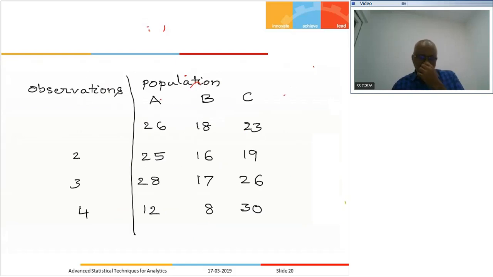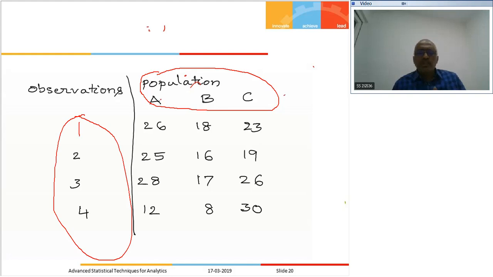Suppose this is such kinds of observations, and we have a population which is divided into three groups, and observations which are divided into four groups. So now we want to find whether the populations A, B, C, that is the mean of A, mean of B, and mean of C, are the same or not with respect to observations. So that is the null hypothesis we are going to validate.